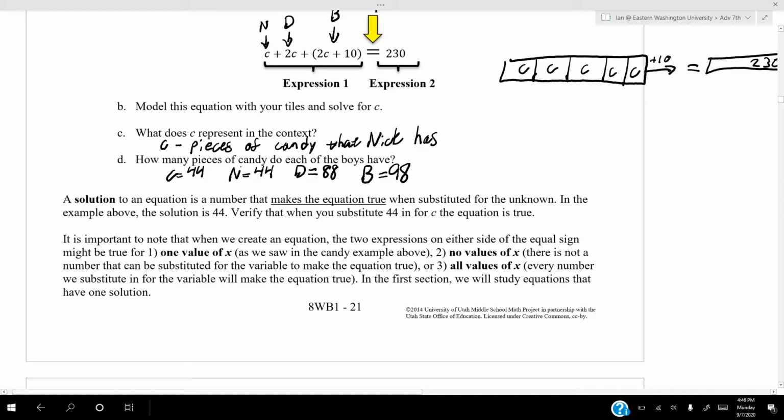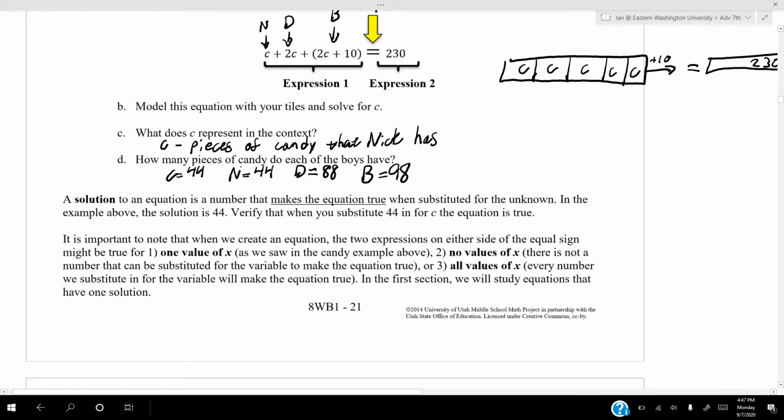Now, there will be times when you will have no values of x, and we're going to get there, and it's super cool when we get there, guys. Trust me. It is one of the most fun things that we do in this class. Now, all values of x means that no matter what number we substitute in for that variable, it's always going to be true. These are some really cool things that we're going to get into, especially with systems of equations.